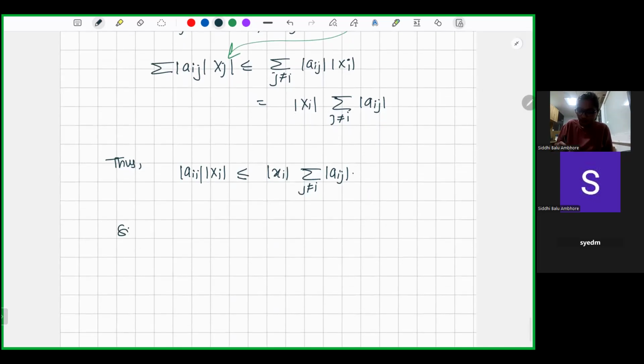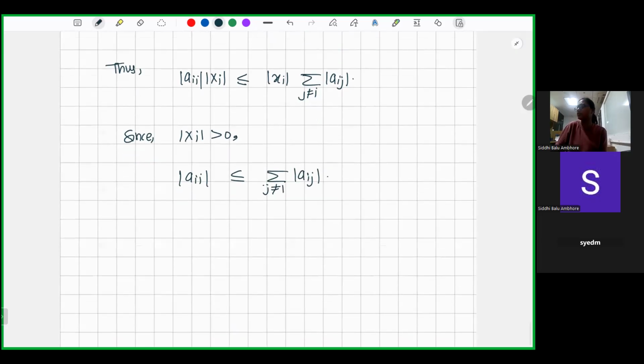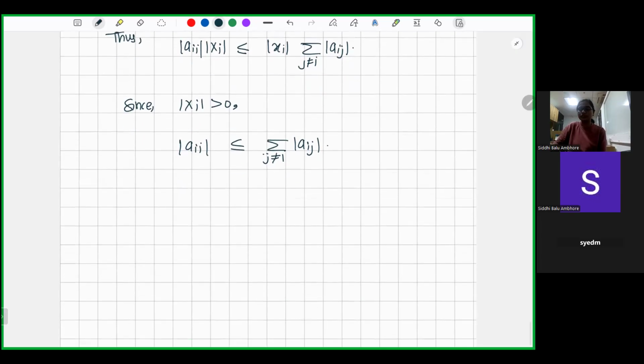And since this |x_i| will be positive, because we chose x to be a non-zero vector, this |x_i| will be strictly positive. We can just multiply by its inverse and it won't change the sign. So I get |a_ii| less than or equal to the summation over j not equal to i of |a_ij|. But this contradicts the given condition.